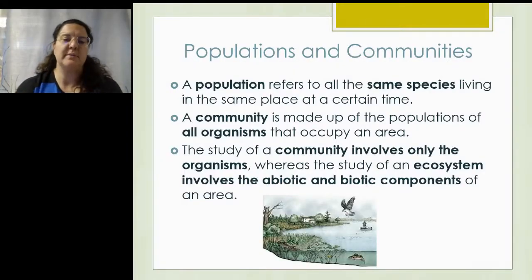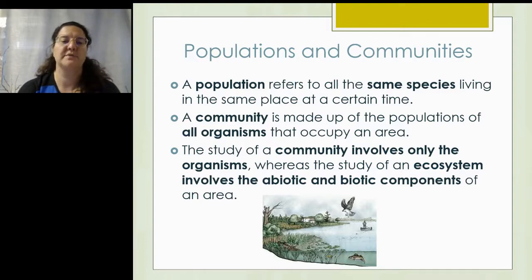So, populations and communities are groups of organisms interacting in the same area. A population refers to the same species living in the same place at a certain time. And a community is made up of all the different populations of all the organisms that occupy that area. Therefore, the study of the community involves only the organisms.